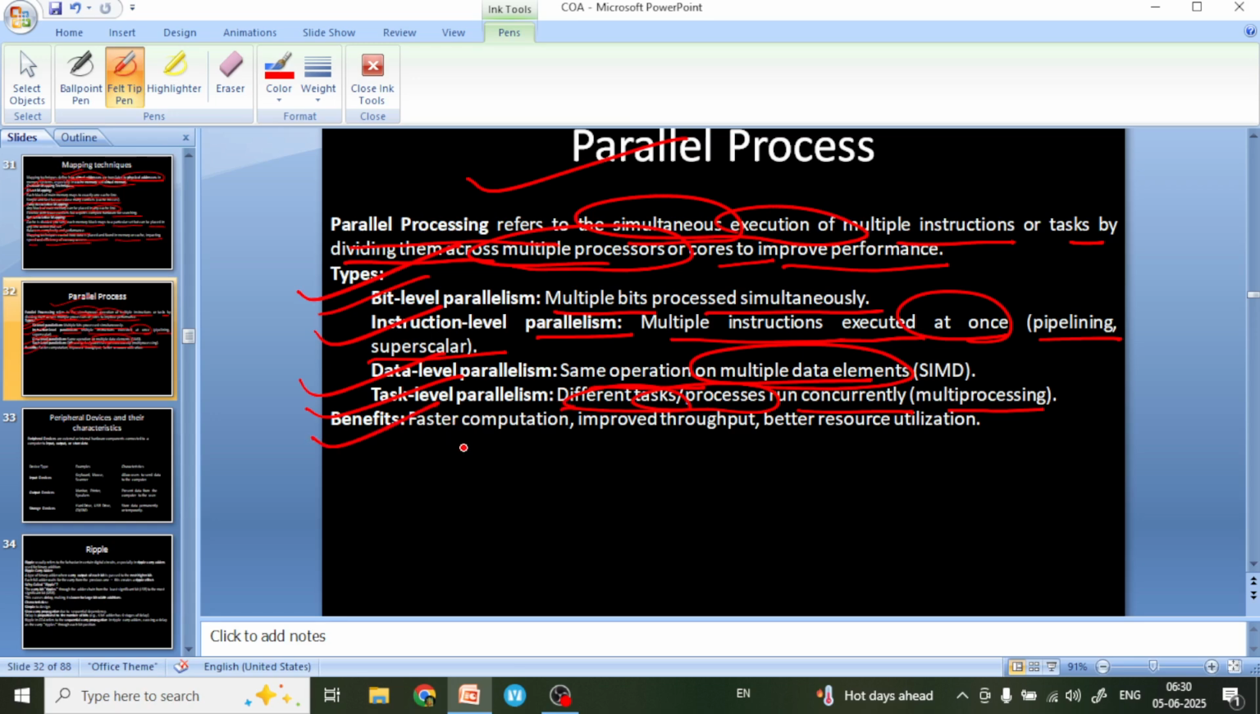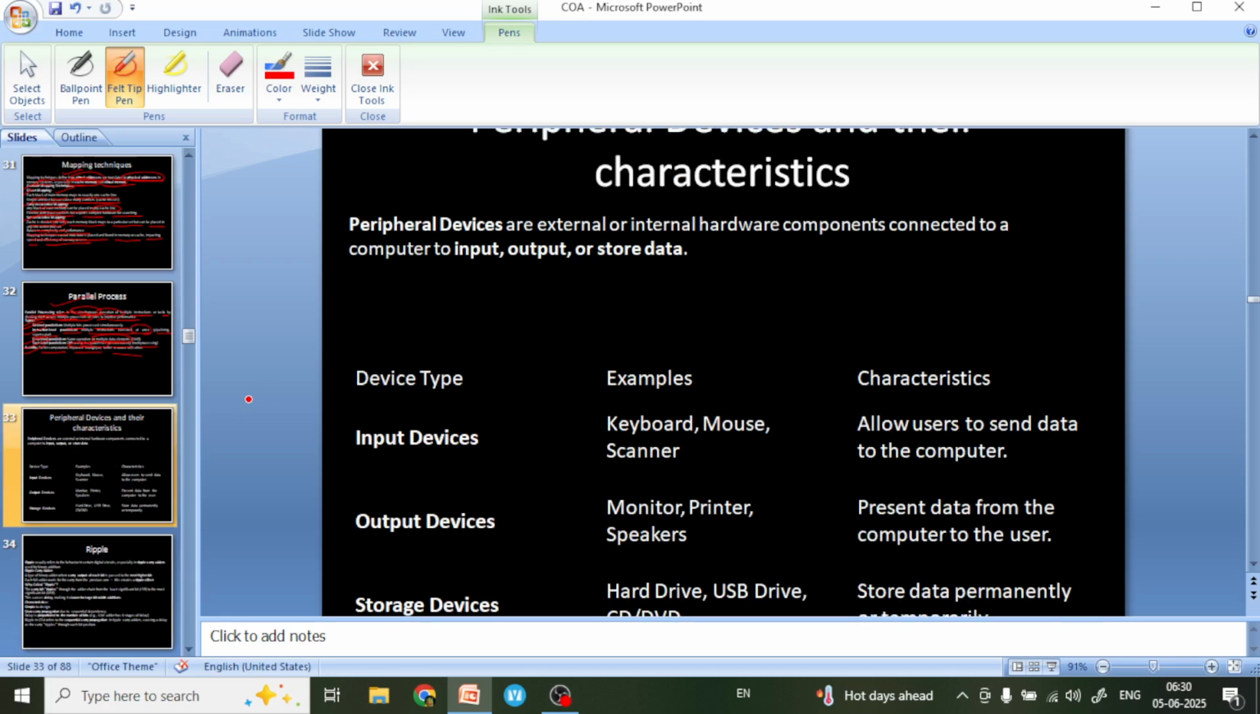What are the benefits of parallel processing? Computation is very fast, and it improves throughput. It provides better resource utilization. These are the benefits. Now next is the pipeline.